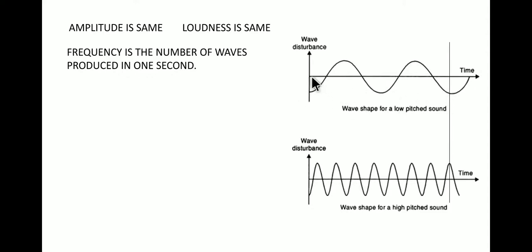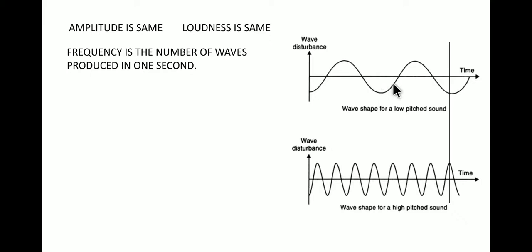Let's say this interval is 1 second. According to this wave, two waves are produced in 1 second, and for this wave down there are 1, 2, 3, 4, 5, 6, 7 and a half. 7.5, which is much more compared to this wave. So over here two waves are produced in 1 second, and here 7.5 waves are produced in 1 second.